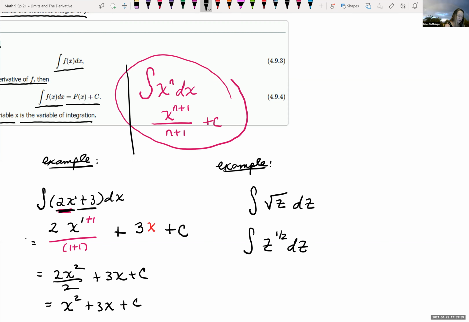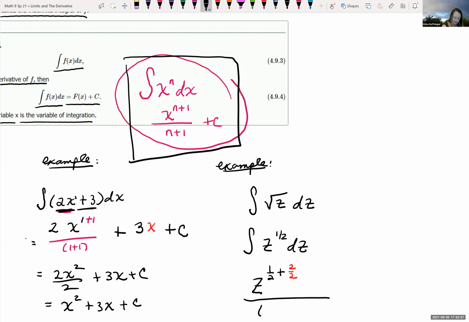So if we use our new rule that says, when we take the antiderivative, we're going to add 1 to our exponent. So 1/2 plus 1. I'm going to write my 1 as 2 over 2 to have a common denominator. We're going to divide by our new exponent. And then we're going to add some constant c.